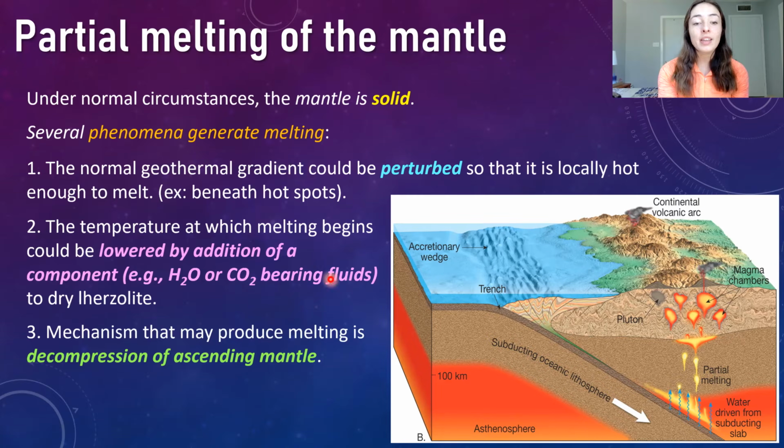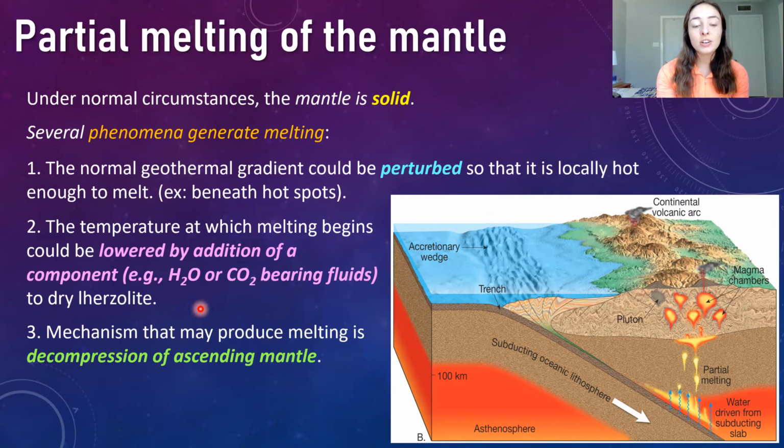The second way that melting can occur in the mantle is by melting temperatures of the mantle's material becoming lowered by the addition of volatiles such as water or carbon dioxide to the dry lherzolite, which lherzolite is just the rock type that the mantle is. And we'll talk about that and why we know that in a second. But if you add water, for example, as subducting oceanic plates do when they go down and subduct into the mantle, then the melting temperature is lower and the mantle begins to melt, and that induces the magmatic and volcanic activity that we see at subduction zones.